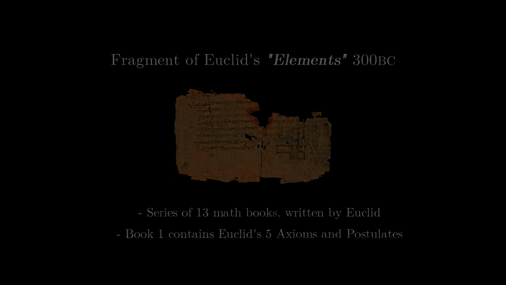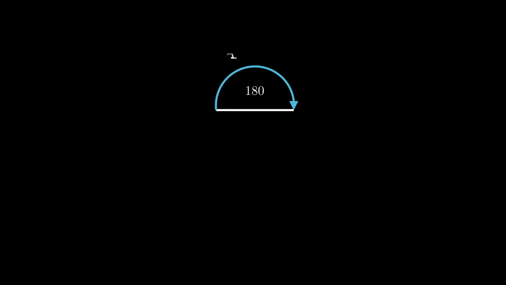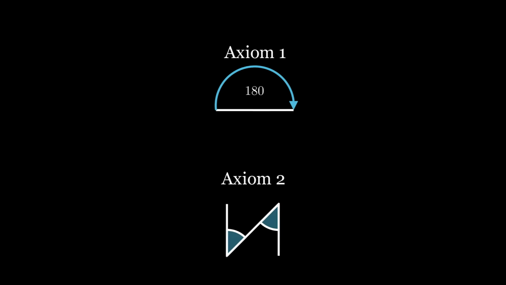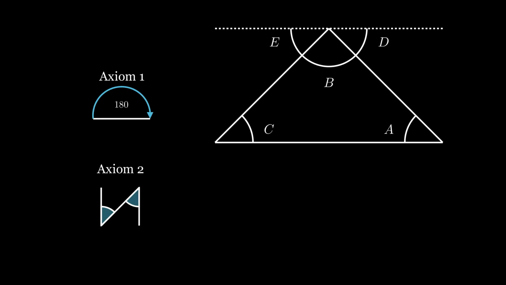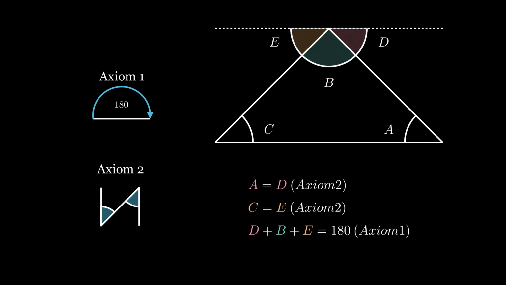For example, let us assume that the angle in a straight line is 180 degrees, and the alternate angles in parallel lines are equal. By drawing a triangle and constructing a line that is parallel to one of the sides, we can lay out a proof and make the conclusion that the angles in a triangle add to 180 degrees.